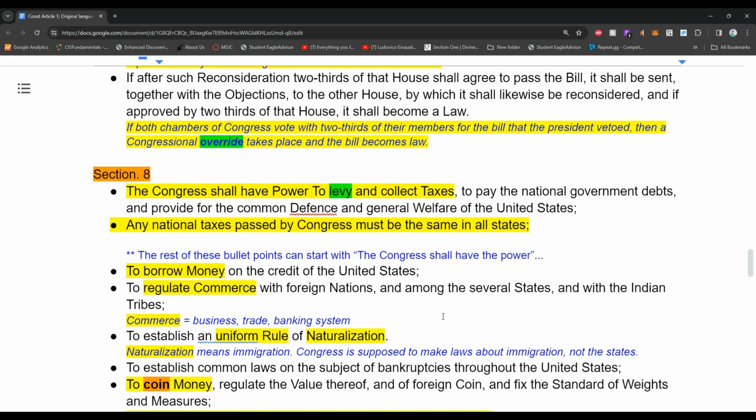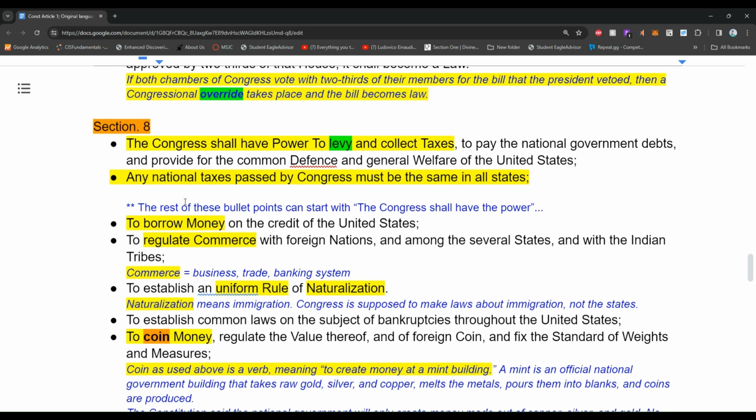Okay? The second bullet, any national tax laws passed by Congress must be the same in all states. Okay, we just take that for granted. But in some countries, if you lived in the capital city and it had preferred status, maybe your business taxes might be lower there. So the United States did not want to be unfair in that way.